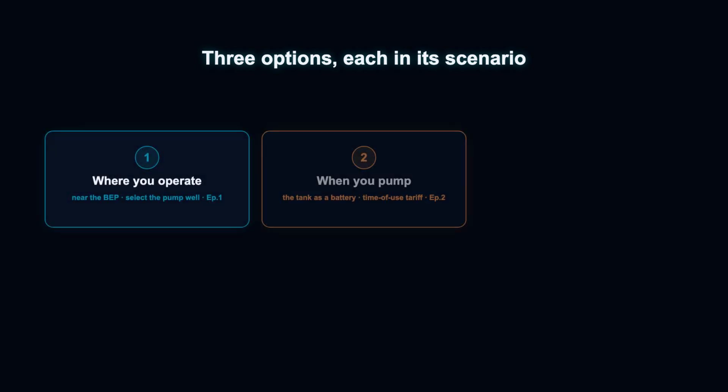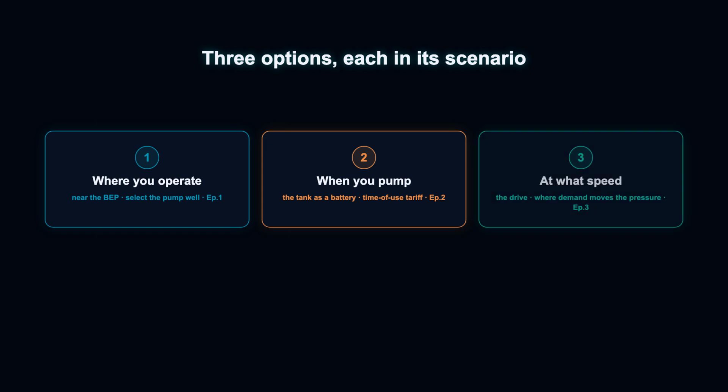And with this, we close the three options of the series, and something important: each one applies in its scenario. The first, where you operate. Keep the pump near its best efficiency, and above all, select it well. The second, when you pump. Use the elevated tank as a battery and take advantage of the time of use tariff. And the third, at what speed. The drive, where demand moves the pressure. Three tools, each for its problem.